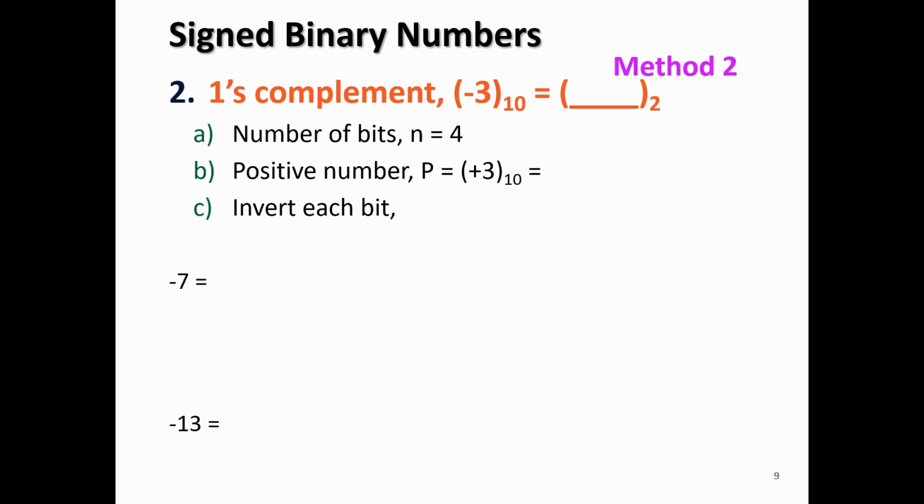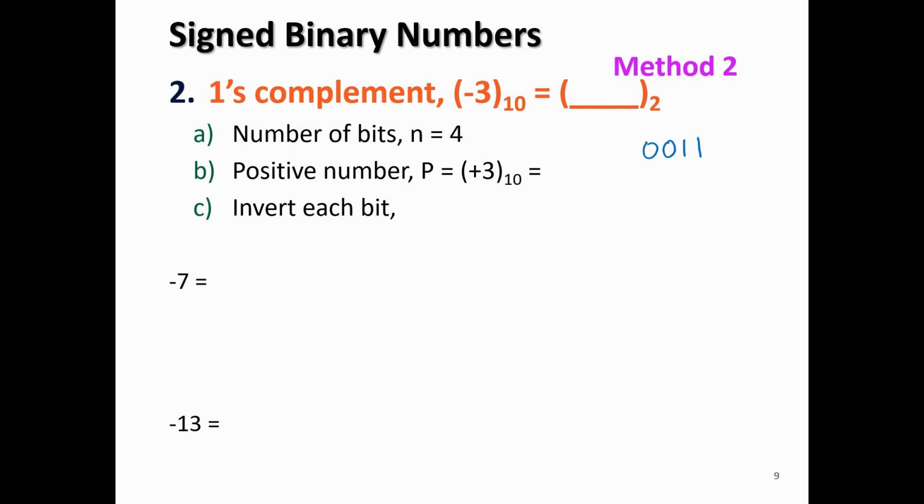For example, if we want to represent -3 using ones complement, there are 3 steps we have to do. First, we have to decide the number of bits. In this case, n is equal to 4. Why n equal to 4? Because a positive 3 is 1, 1, so at least we need 2 bits plus a sign bit. In this case, we just chose n equal to 4.